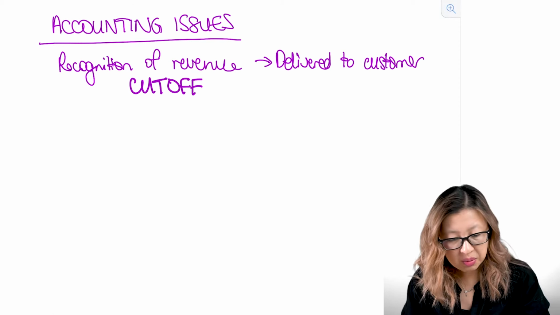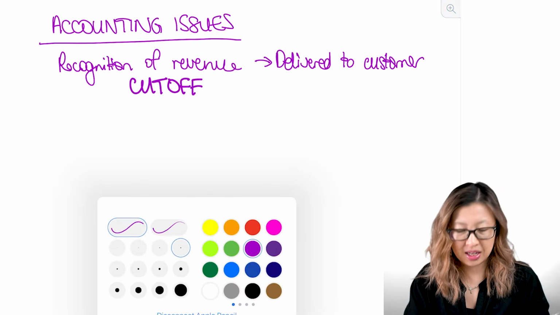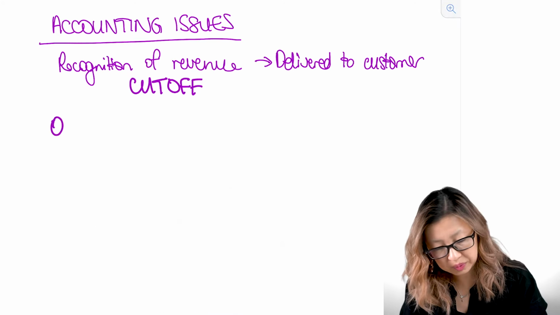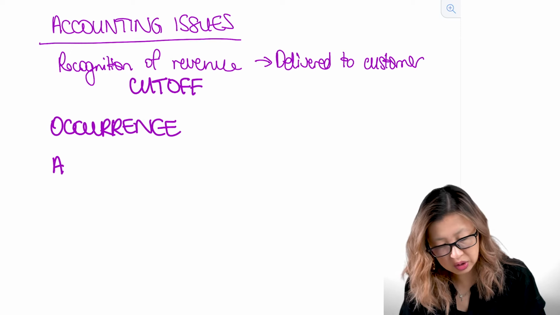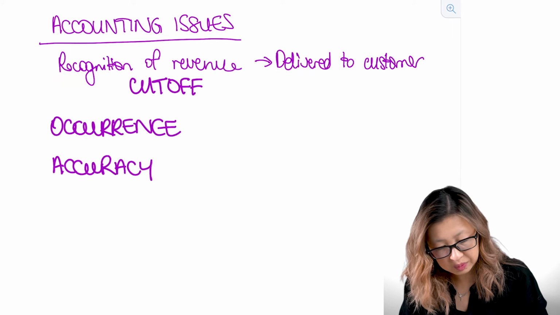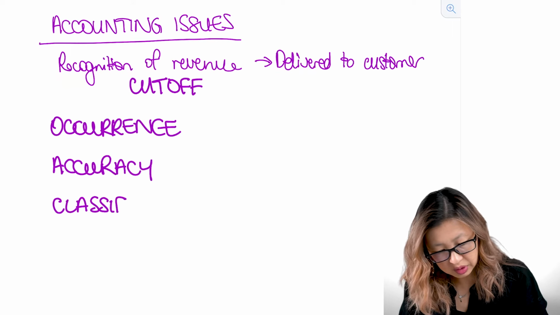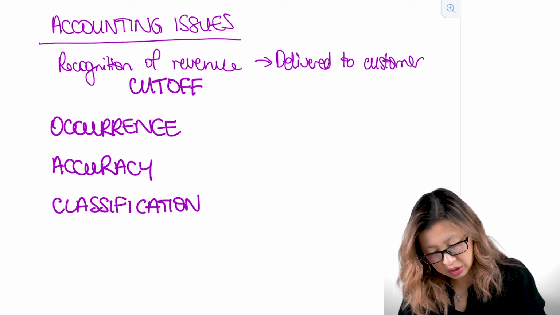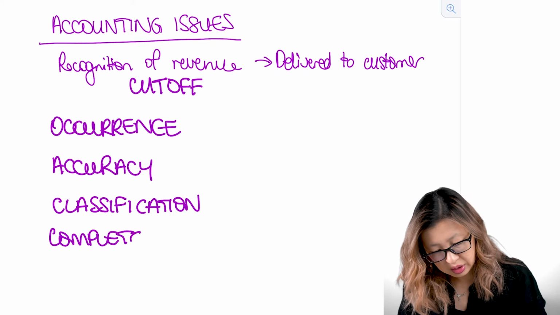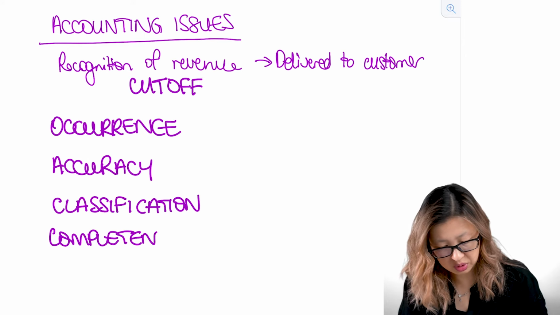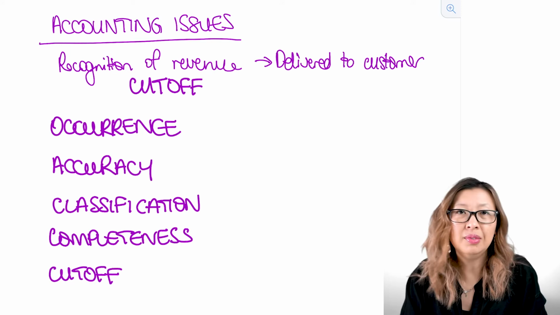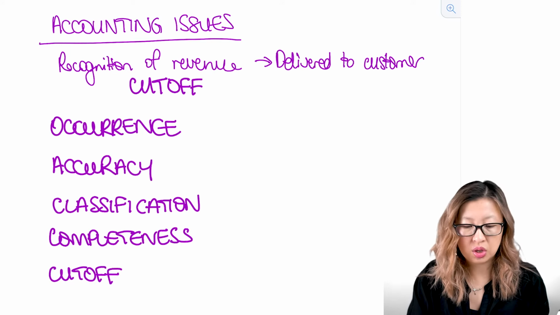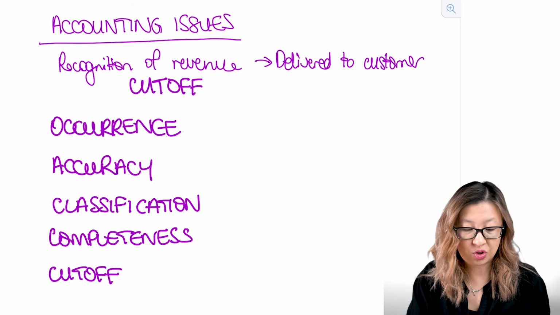Now, if there are sales commissions, we know that, and actually, let's take this from an assertion perspective. Let's look at our assertions. Occurrence, accuracy, couldn't spell it there for a minute. Classification, completeness, and cutoff. Okay, so these are our assertions relating to the sales account because this is a transaction account.